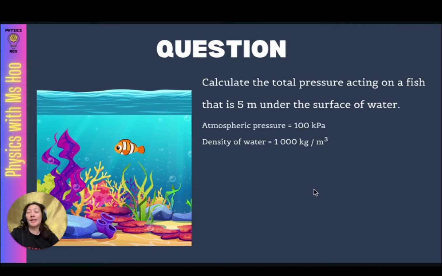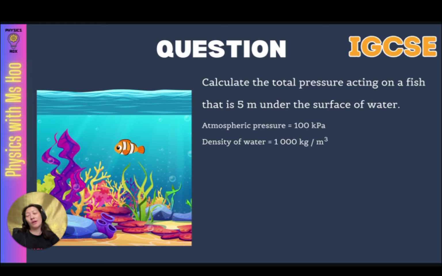This question is asking us to calculate the total pressure acting on a fish that is 5 meters under the surface of water. We're given the atmospheric pressure of 100 kilopascals and the density of water is 1000 kilograms per meter cubed. To solve this question, all we need to do is take the sum of the atmospheric pressure and the water pressure that's acting on the fish. I'm going to solve this for both IGCSE and SPM. And again, there's a difference in the number because the value of g is different for both syllabi. We're going to start off first with IGCSE.